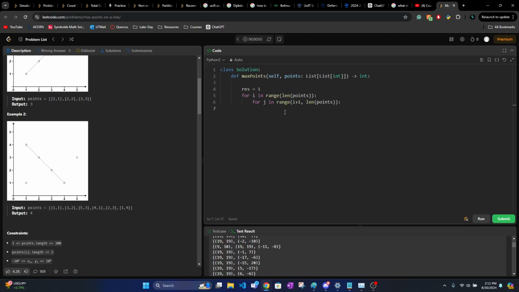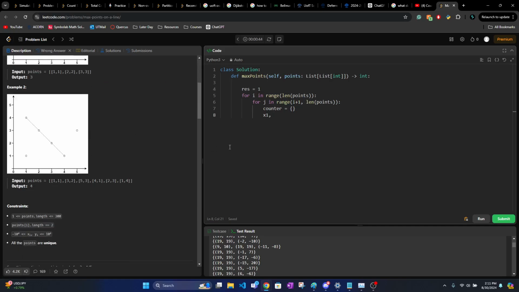Now let's set a counter, and now let's calculate the slope. So let's actually do x1, y1 equal to points[i], and x2, y2 equal to points[j]. So these are our 2 points that we're looking at.